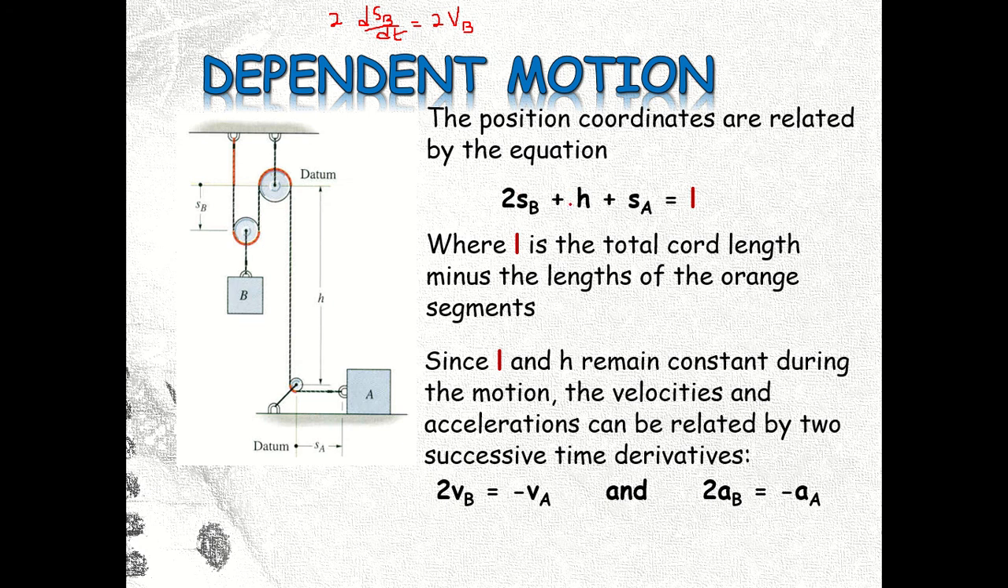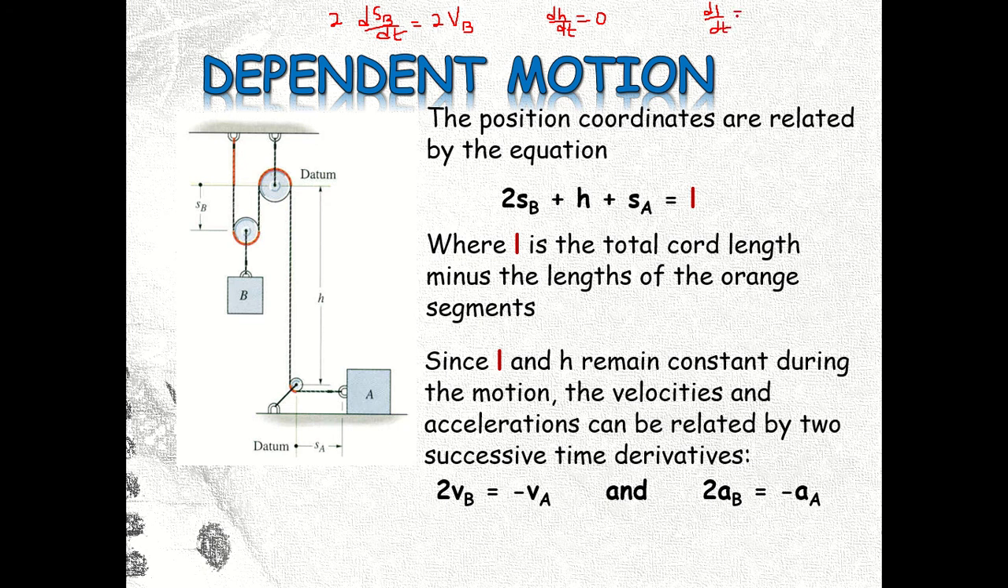H is constant, so the derivative of a constant is 0. Whether the block B moves up or down, H will not change, so that's constant. So the derivative of a constant is equal to 0. And sorry, L is constant as well, so the derivative of L with respect to time is also equal to 0.